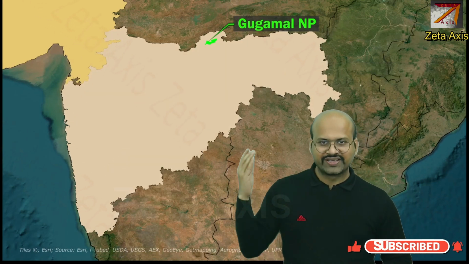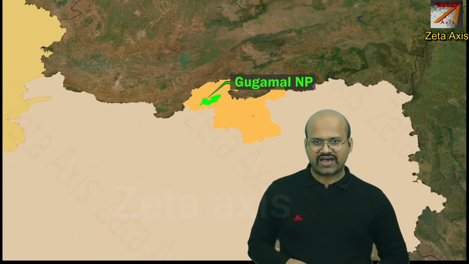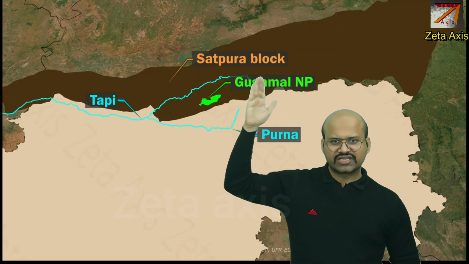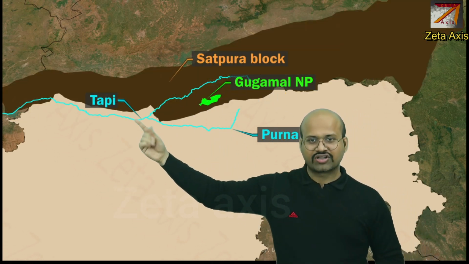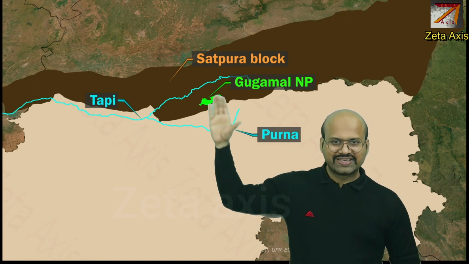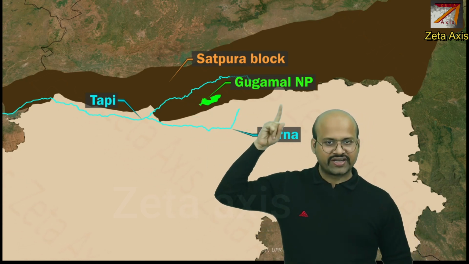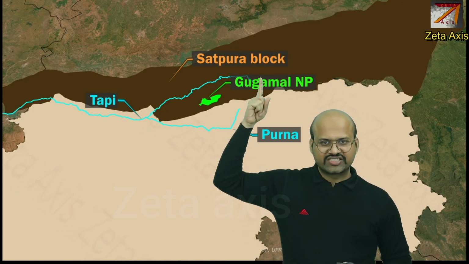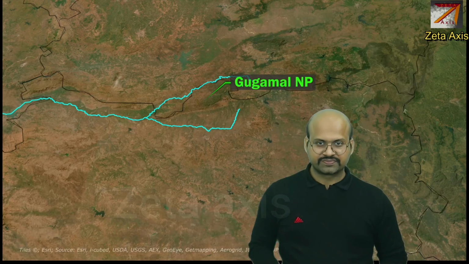It is located in the northern side of Maharashtra in the Amravati district. And we can see that on the northern side we have Tapi river or Tapti river, and on the southern side we have Purna river. So it is in between these two rivers we find Gugamal National Park. This national park is located within Satpura block of mountains.